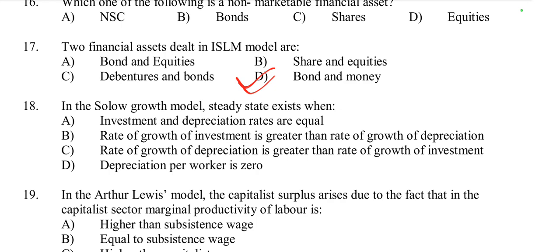So the ISLM model analyzes the interaction between the real economy, that is the IS curve, and the money market, that is the LM curve, where the LM curve reflects the equilibrium in the money market. So here the ISLM model deals with bond and money.